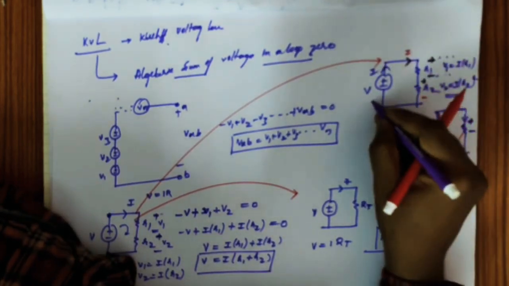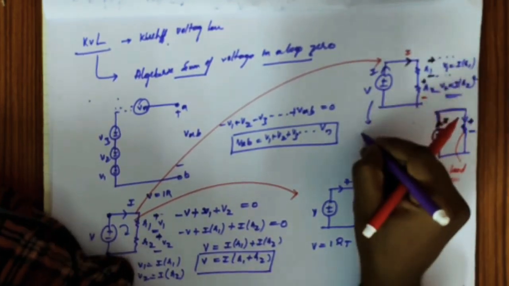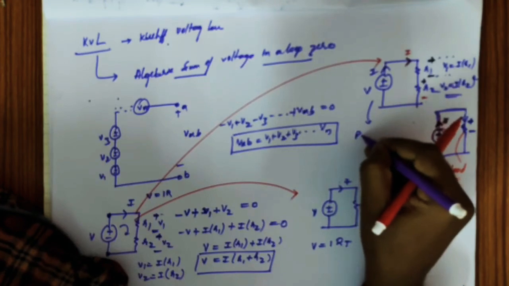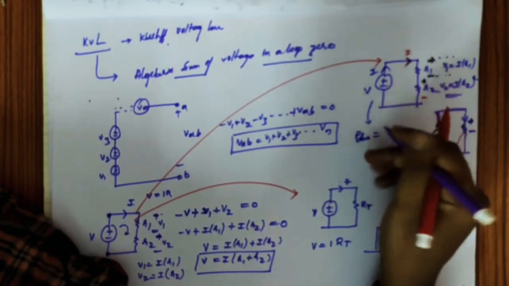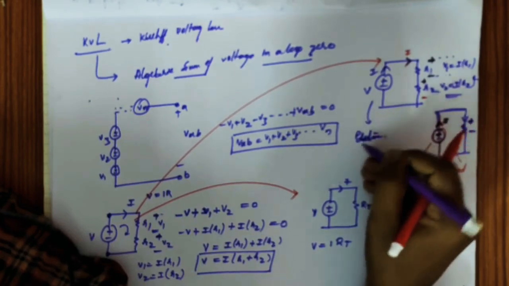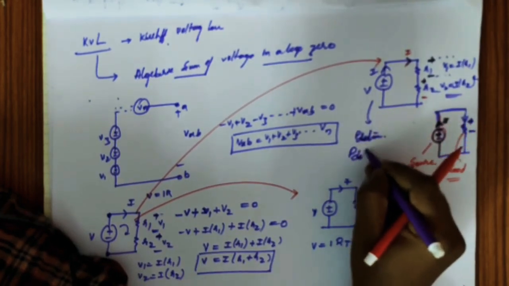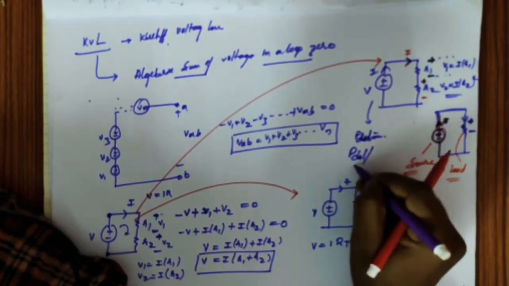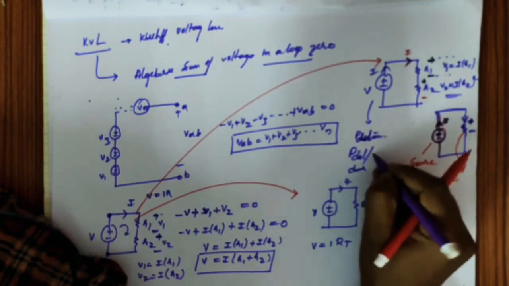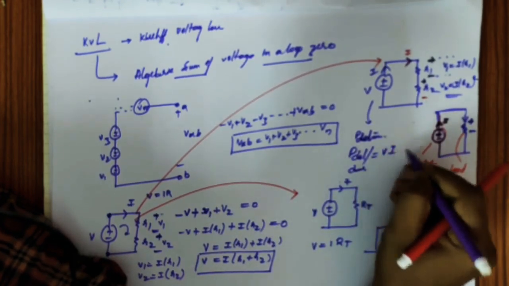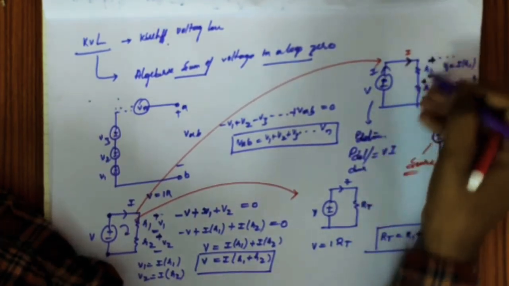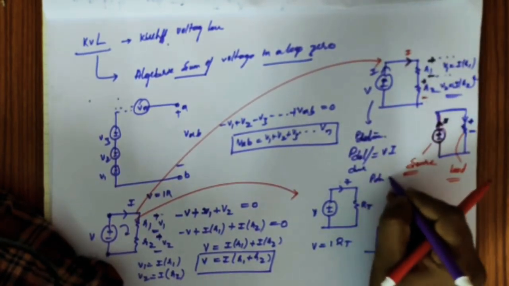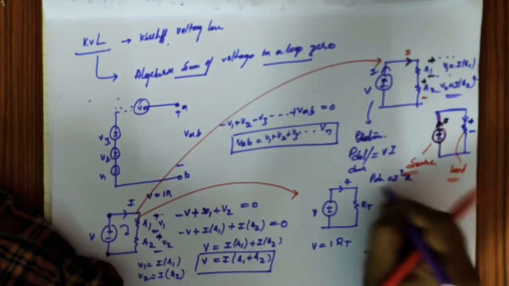At this junction, again, power dissipation... sorry, power delivered means power delivered, and power development is V into I. That is V into I. And again power dissipation means I square R. You represent that.